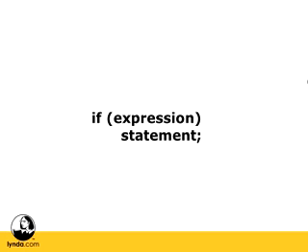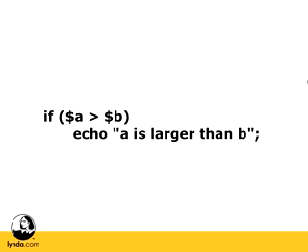And we're going to close the parentheses, and then on a new line, we'll have the statement with its semicolon after it. Now, an example of that might be something like, if variable A is greater than variable B, then echo back A is larger than B. And that makes a lot of sense.